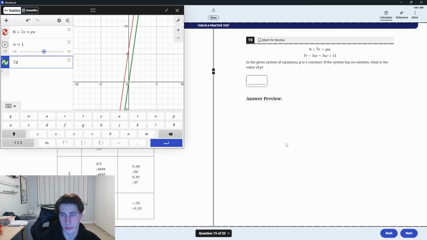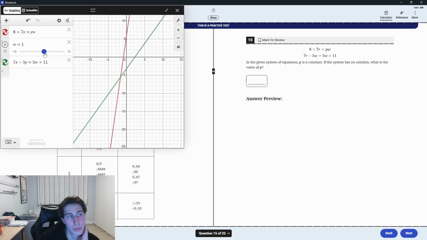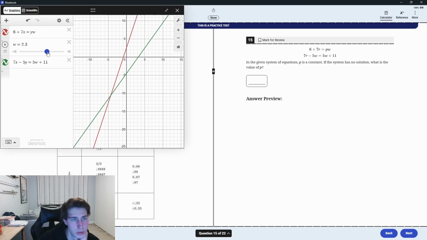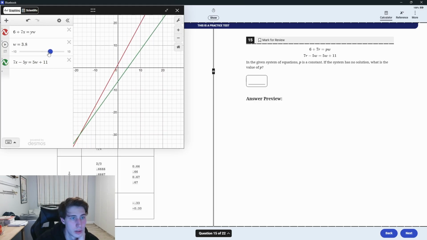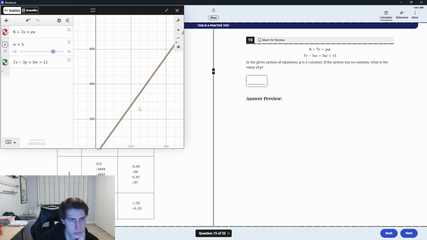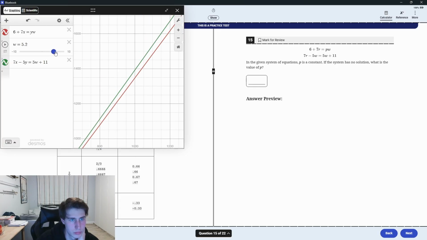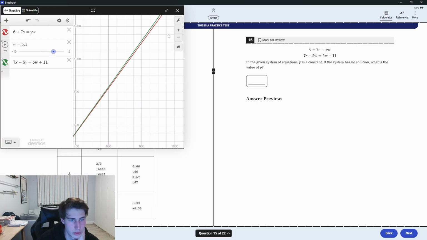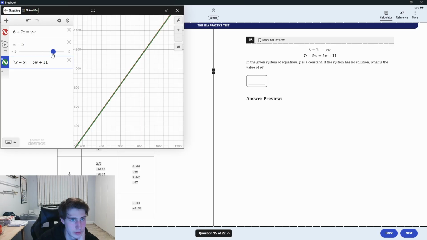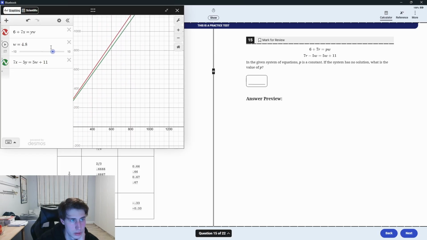So 7x minus 5y is equal to 5w plus 11. Okay, and now with the slider of W, we'll find when it has no solution, so pretty much when these two lines are parallel. So let's find out when these lines are parallel. So at 5 it looks pretty parallel. 5.2 definitely not. 5.1 definitely not. Here's the point of intersection. 5 works well. 4.9 definitely not.